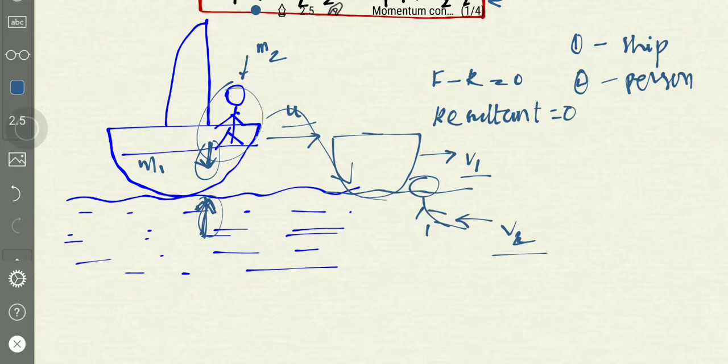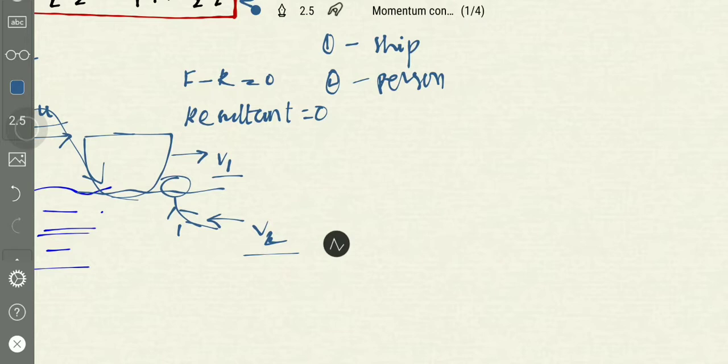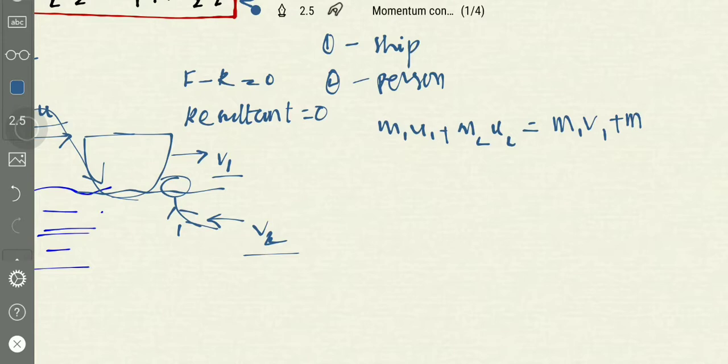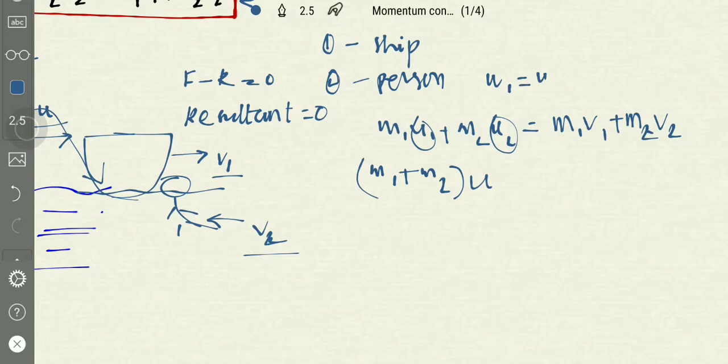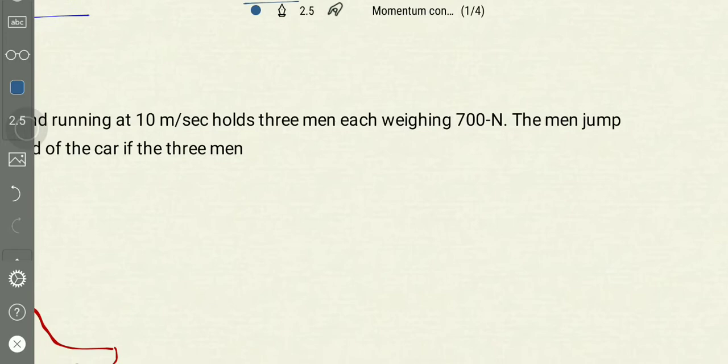As the resultant is zero, we can apply the conservation of momentum principle. So what is the conservation of momentum principle? m1u1 plus m2u2, the total initial momentum, is equal to the total final momentum, m1v1 plus m2v2. Here m1 and m2 are different, but u1 and u2 are the same because the man and the ship have the same velocity. So m1 plus m2, taking u as common, because u1 is equal to u2 is equal to u, equals m1v1 plus m2v2. This is how we need to apply the conservation of momentum principle. Let us solve a problem based on this conservation of momentum.